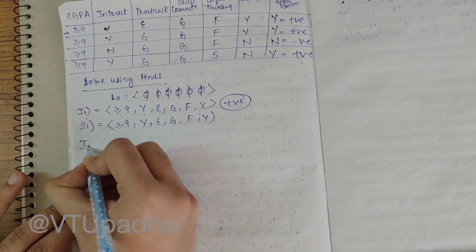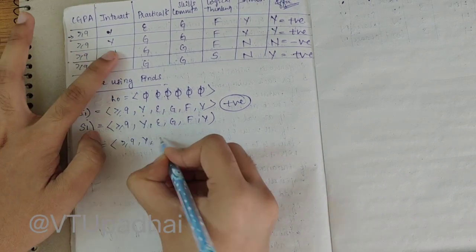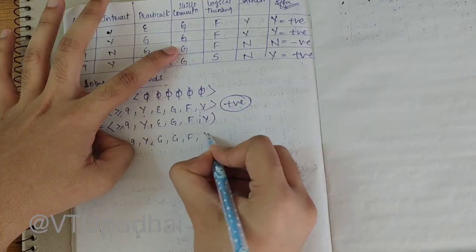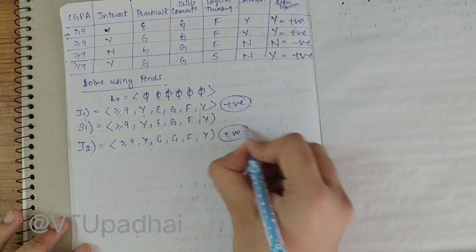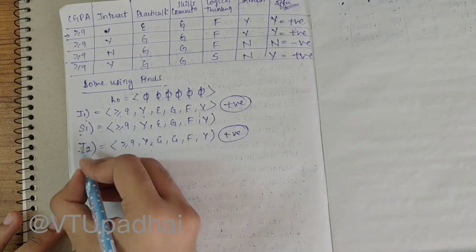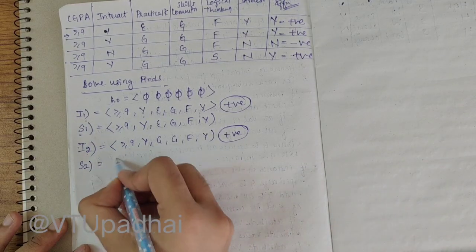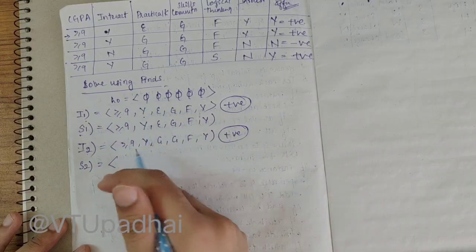Now let's move on to I2. I'll consider the second instance, that is ≥9, Y, G, G, F, and Y. This is also a positive instance. So I'll compare this with the previous H value or S value. Here I've taken it as S. So compare I2 and S1. So I get S2 here by comparing I2 and S1. If the values are the same here, write it as it is.